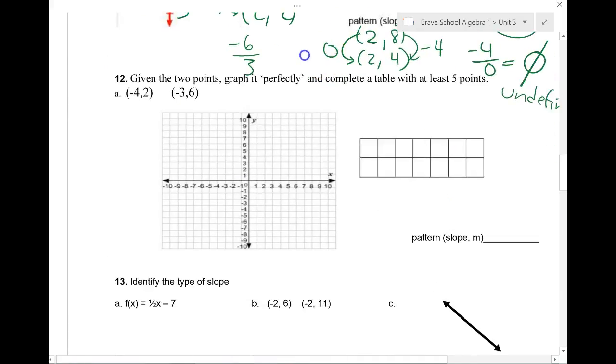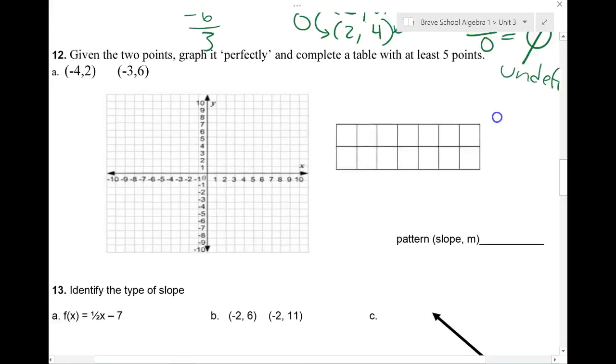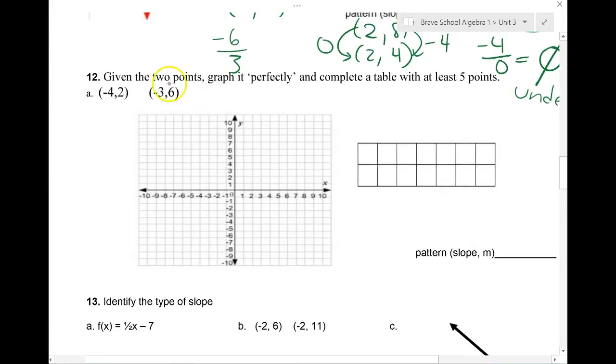Okay. Now this one. What it's asking you to do is, given these 2 points, graph it perfectly. Then complete a table with at least 5 points. So what we need to do is first graph those points. So negative 4, 2. So we go left 4, up 2. Then negative 3, 6. Left 3, up 6. So we can see that we're going from this point to that point. We need to know the slope in order to graph this perfectly, because we want more points.